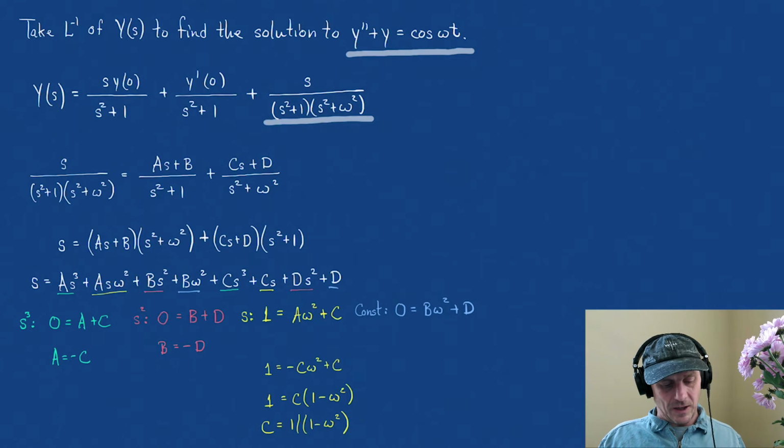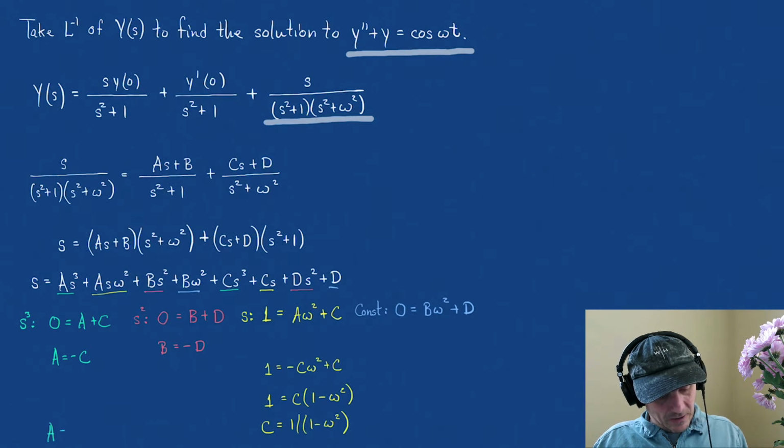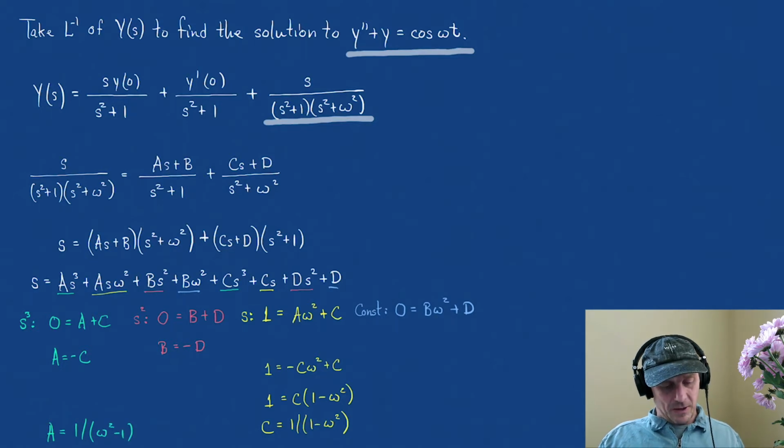So if we have c, then we also know what a is. So let's go back over to here. That gives me that a is equal to minus that. So I'm going to just write it this way. I'm going to write it as 1 over omega squared minus 1. And then what else do we have?